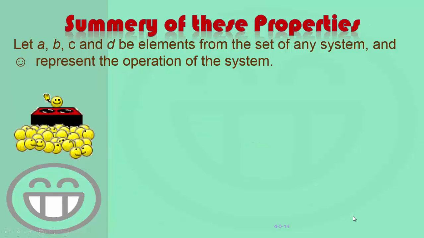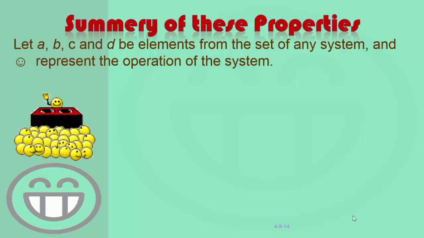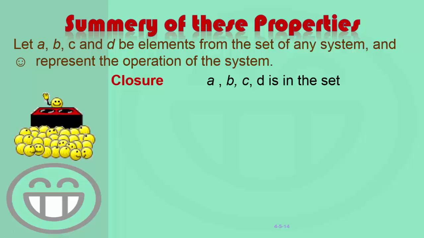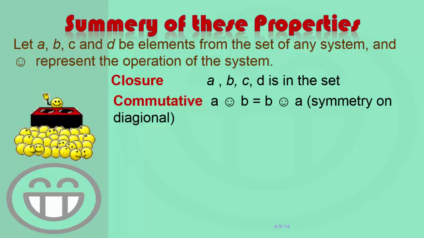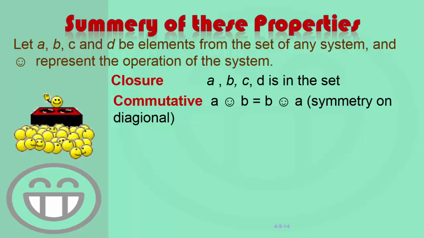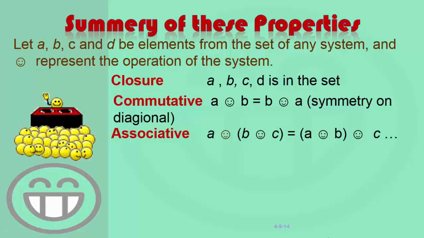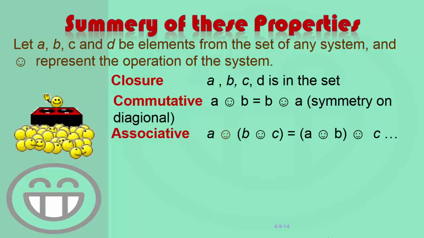To summarize what we just did, we let A, B, C, and D be the elements from the set of any system, and smiley face represent the operation of the system. We found that the property of closure is true since A, B, C, and D are in the set and no other outside elements are in the body of the table. We found that it is commutative because A ☺ B is equal to B ☺ A, symmetry along the diagonal. We found that it is associative because for A ☺ B ☺ C, no matter where we put the bracket, we still get the same answer.